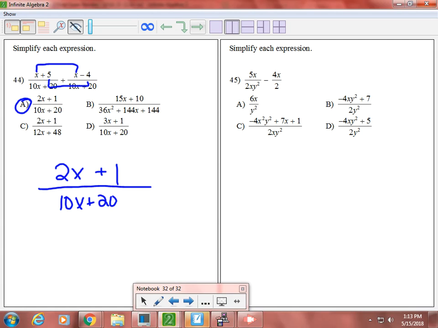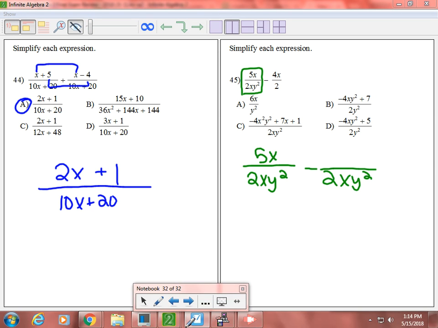Number 45. Your common denominator on this is going to be 2xy squared for both of them. So this one is already 2xy squared, so I don't have to change anything with this one. But what I have to do to this one to make it become 2xy squared is multiply it by x, y squared. So that's going to give me 4x squared, y squared.